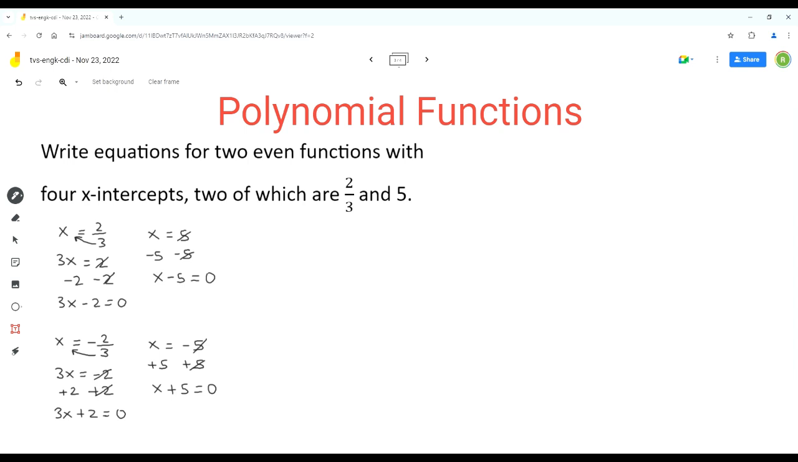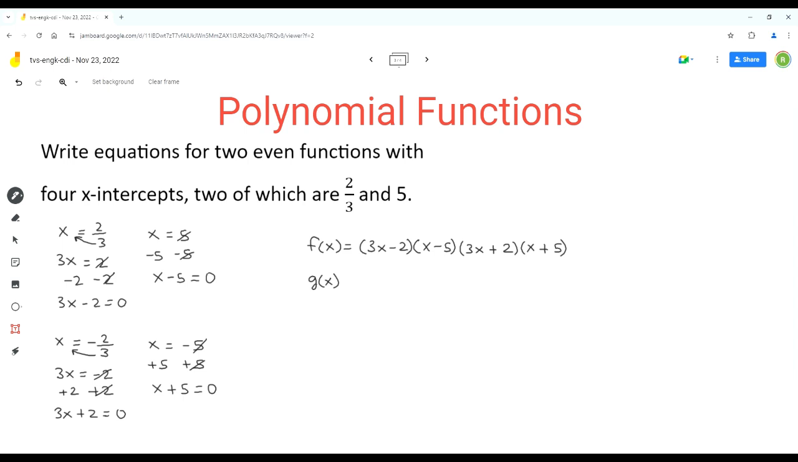Now we can write the equation for the first even function. Since the minimum possible degree for the function is 4, we can write the function in factored form with the exponent on all of these factors as 1. So the first possible equation is, so this is the first function. Now we can write the second function.